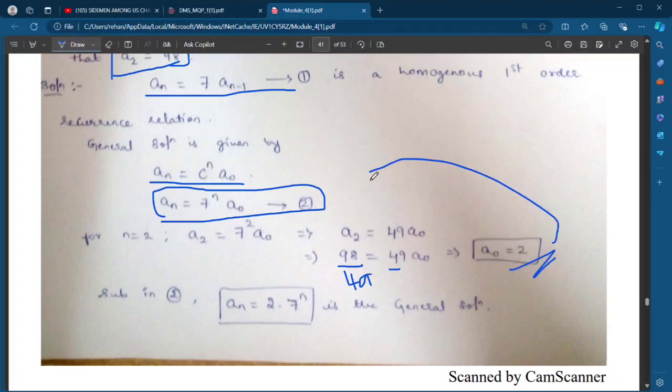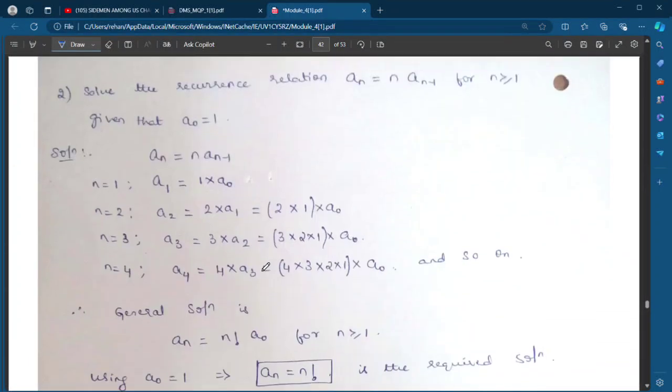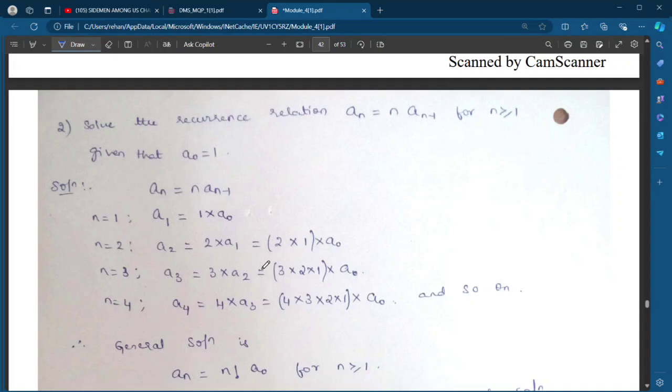Now I'll substitute this in my second equation: a_n = 7^n into 2. So I can write it as 2 into 7^n. Now this is my required general solution. That's it. Then coming to the next problem, they have given the recurrence a_n = n a_(n-1) for n greater than or equal to 1. Again there is only one term and no additional function, so this is a homogeneous relation.